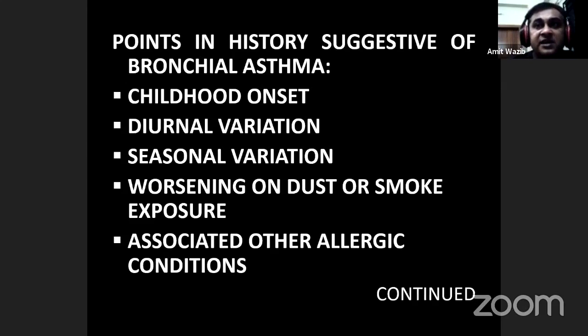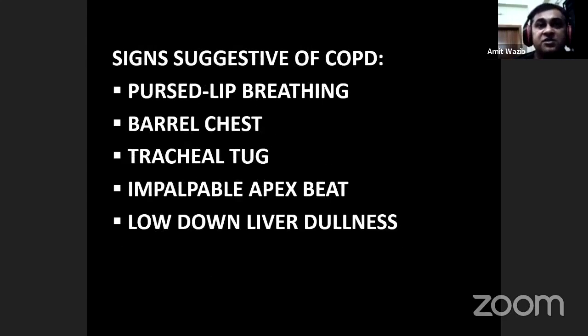On the other hand, there are a few signs that are present in COPD. These are not symptoms. For COPD, we have 5 signs, and the presence of any of these 5 signs indicates COPD: pursed lip breathing, barrel chest, tracheal tug, impalpable apex beat, and low down liver dullness. So the presence of any of these 5 signs indicates that the underlying condition is probably COPD, not bronchial asthma.